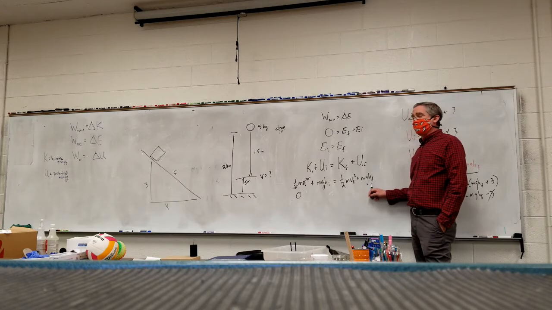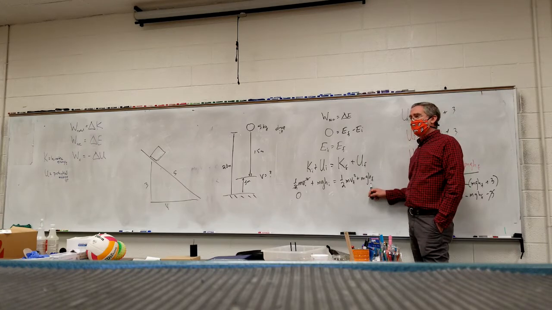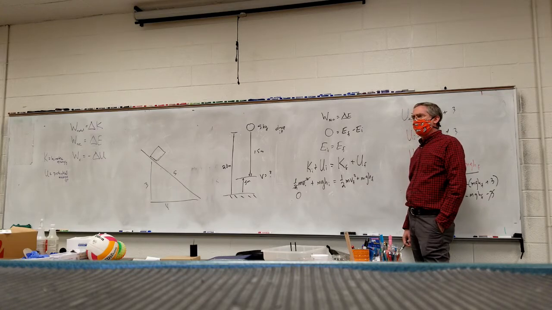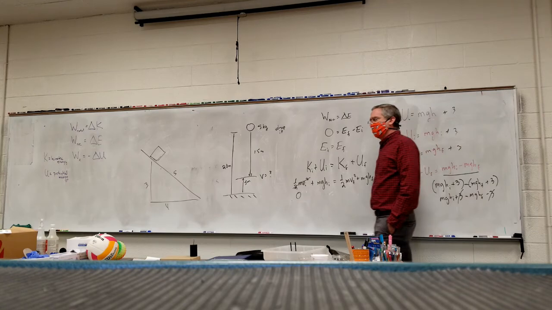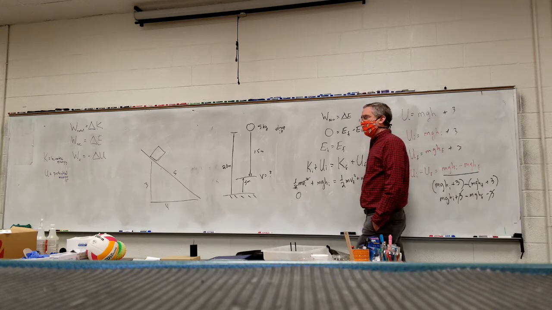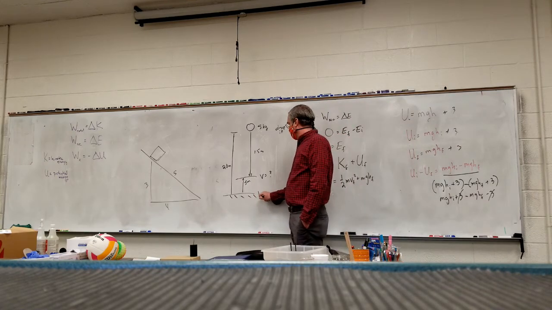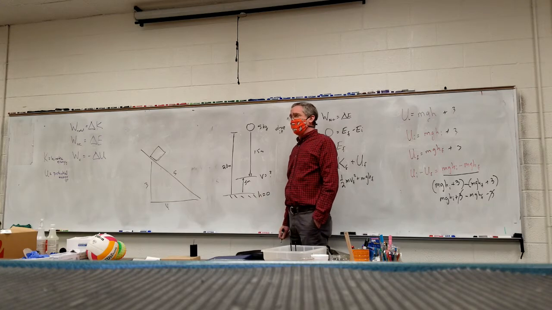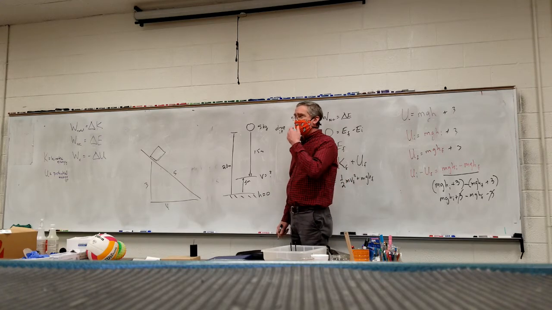And then final height, is the final height 0? No. Okay. Where is height equal to 0? On the ground. Why is the height equal to 0 here? Because it's ground level? Nope. Would it be depending on where you start? Nope.